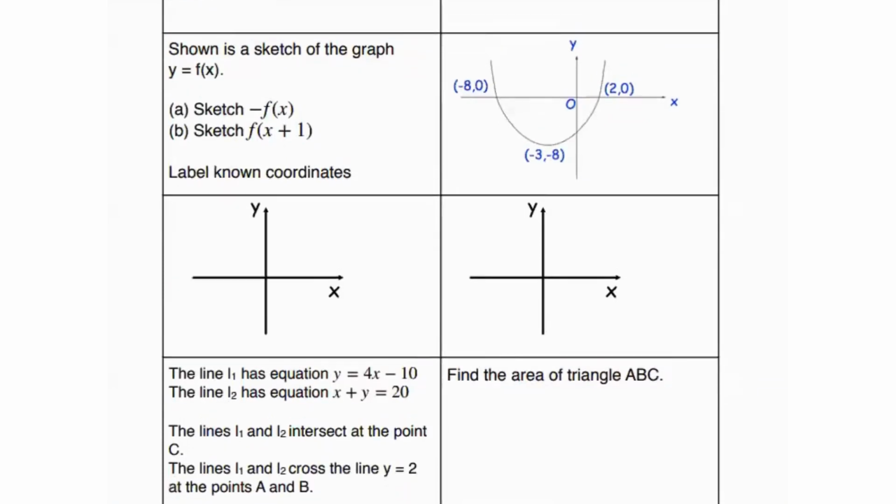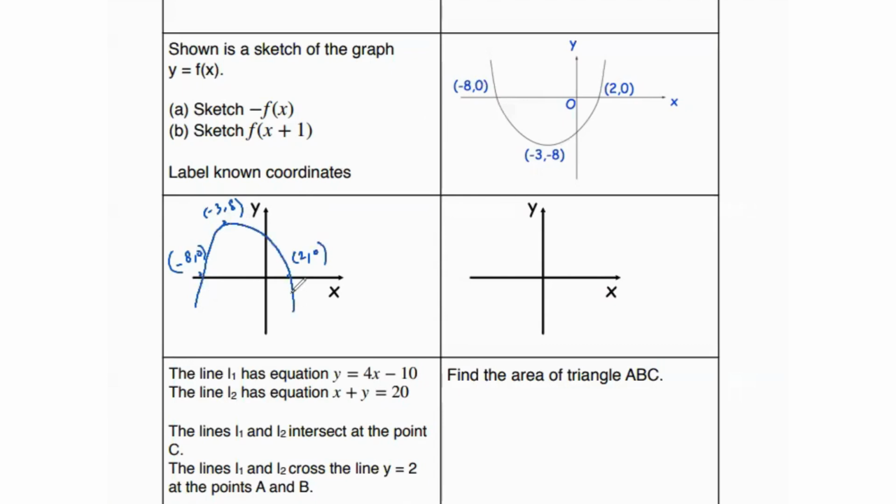Shown is a sketch of the graph y equals f of x. Sketch negative f of x and sketch f of x plus 1. So for negative f of x, it's going to be the opposite. Since we have to sketch negative f of x, that means our y values are changing. So if y is negative over here, it's going to be positive now. So it's going to be -3, 8. And over here, y is 0, so that's going to be the same. So it's going to be -8, 0 over here and 2, 0 over here. No changes over here.